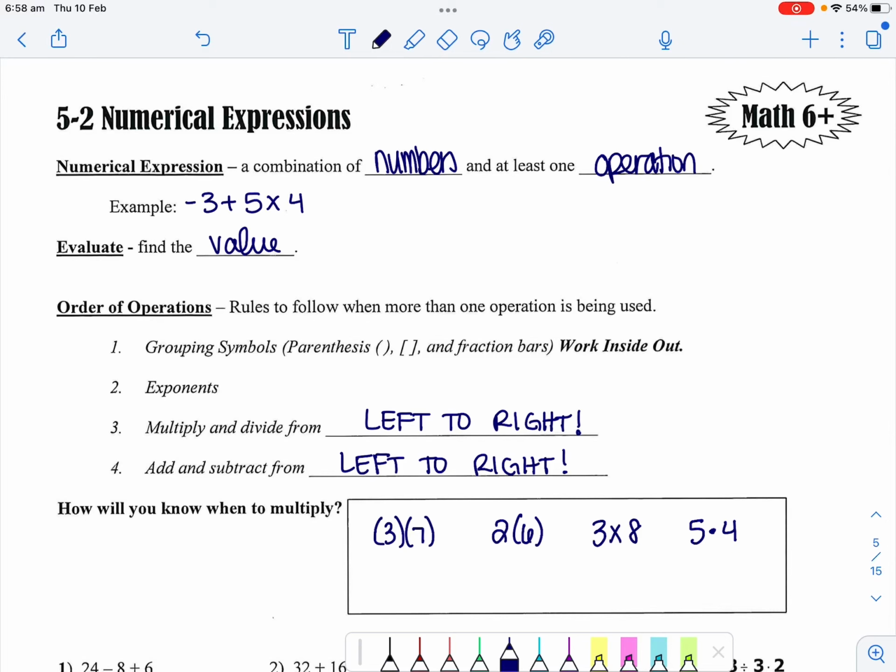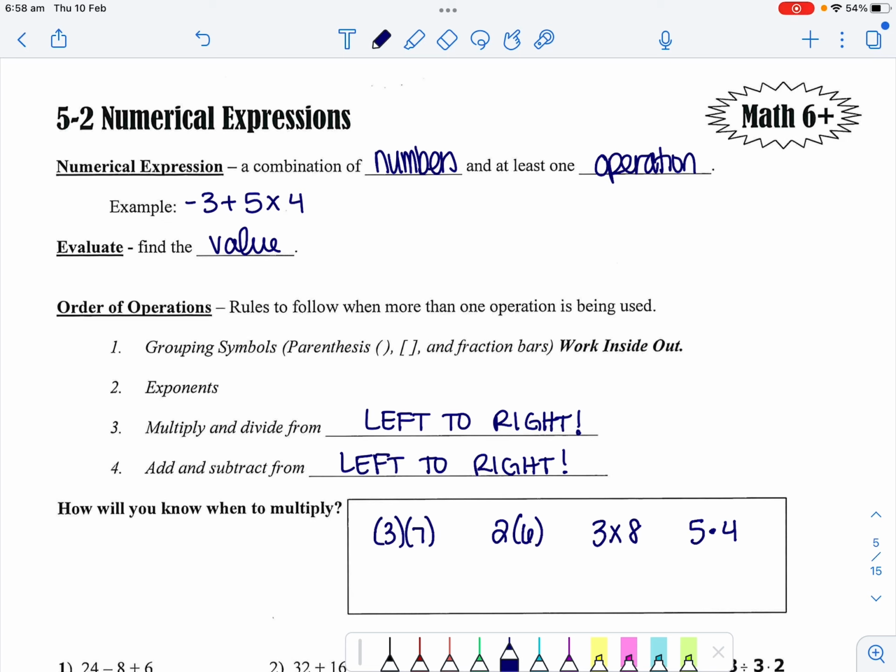Hey everyone, today we are going to be talking about numerical expressions and being able to use the order of operations. A numerical expression is a combination of numbers and at least one operation. So the example that I have here is -3 plus 5 times 4. So I've got 3 numbers and 2 operations. To evaluate that expression means to find the value or calculate the answer.